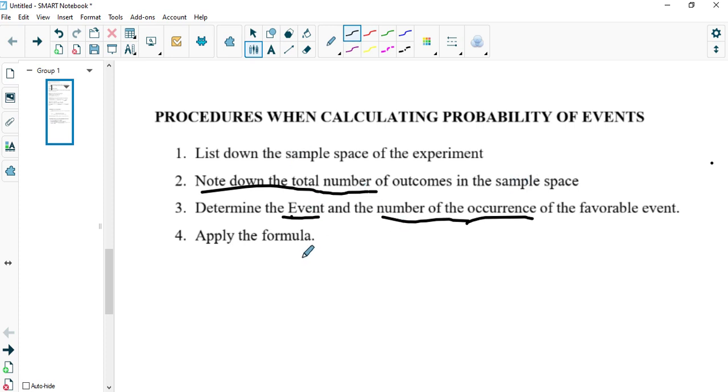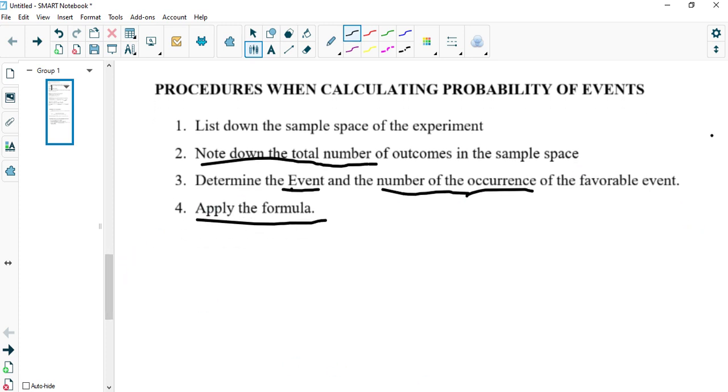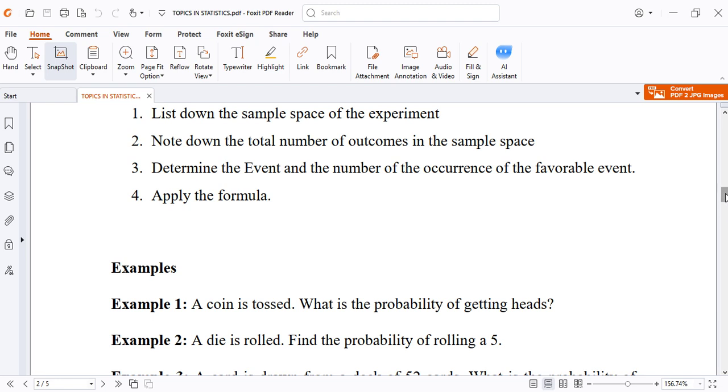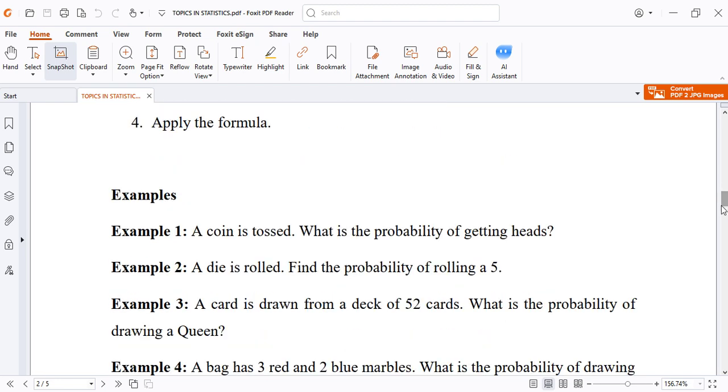Once you have those, you can now apply the formula to answer the question. So with these simple steps, you can answer any question that needs you to apply basic probability principles. Okay, so let's have a look at a question and let's apply and see how to solve it. So we're going to look at example number 1. Example number 1.